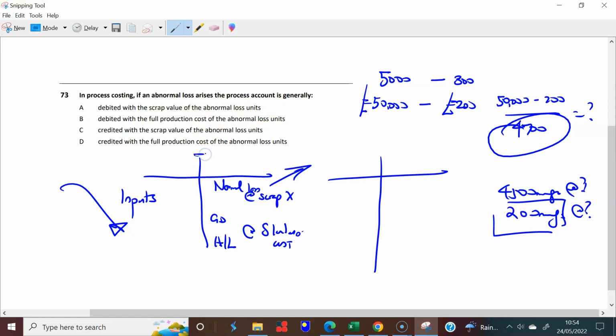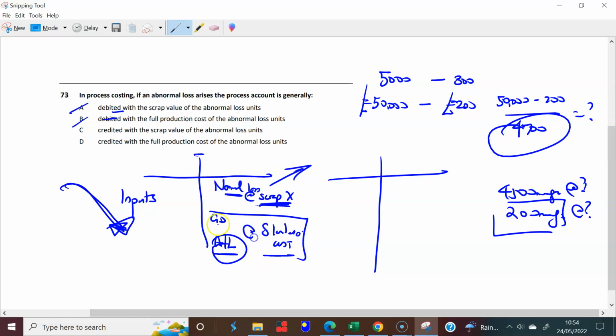So answering this question: if an abnormal loss arises, the process account, which is this account, is first of all debited with the scrap value of abnormal losses. No, that's not true. You can see here that this is what's going in. It's the input. Debited with the full, so we're not debiting either. Credited with the scrap value of the abnormal loss? No, the only thing that's ever valued at the scrap value is the normal loss, because that's what we expected. But it's credited with the full production cost of the abnormal loss unit.